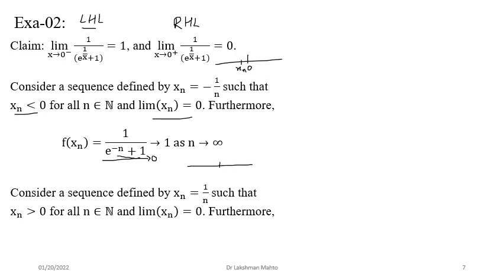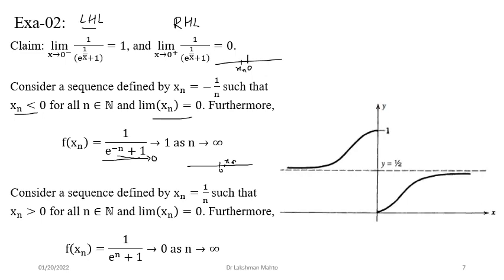Now if you try to calculate the right hand limit, take a sequence at 0 where each term falls on the right hand side of 0, and this sequence is also converging to 0. Now we look for the corresponding functional sequence. The corresponding functional sequence is 1 by e to the power n, plus 1. So again, where does it converge? It is converging to 0. So that's where we say that the right hand limit of this function is 0.